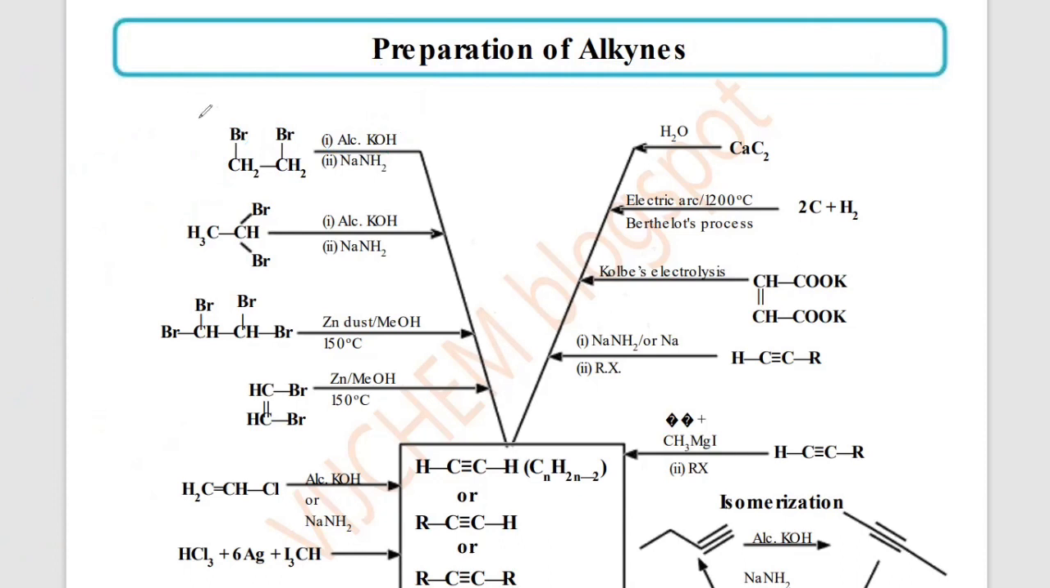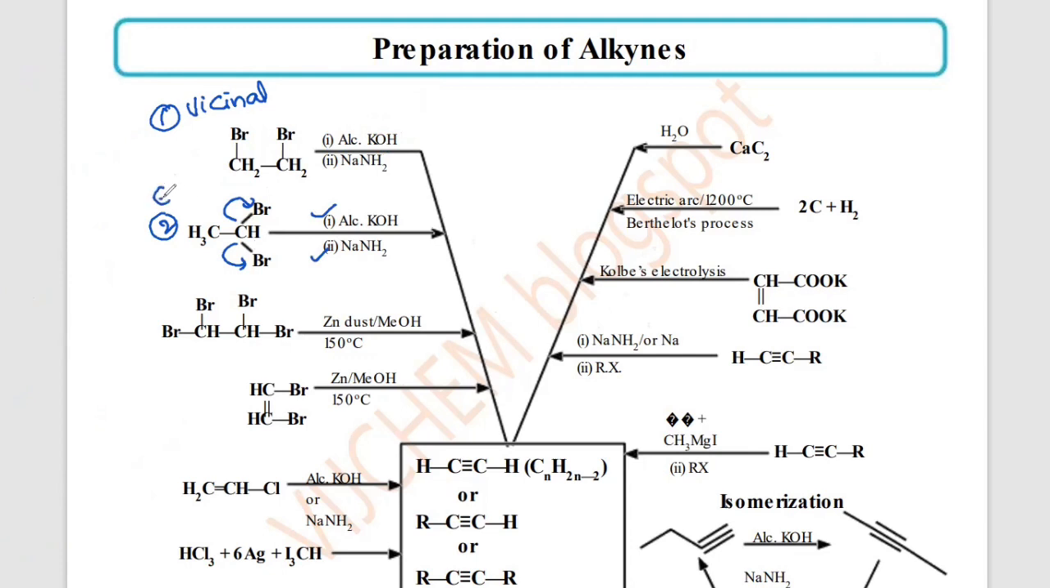Now, I told you adjacent. Whenever the halogens are adjacent, it is called vicinal. If they are available on the same carbon, same carbon bromine and same carbon bromine, everything is the same procedure here, alcoholic KOH and then sodamide. But the name we call it is gem, and the full form of this is geminal, just like vicinal.